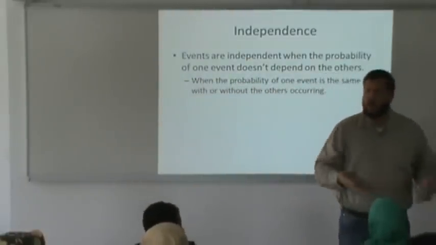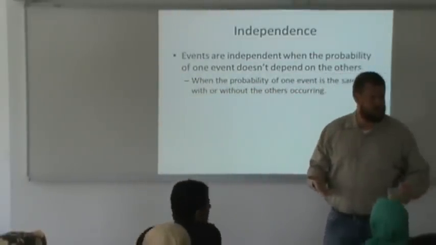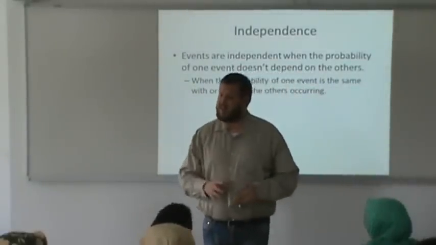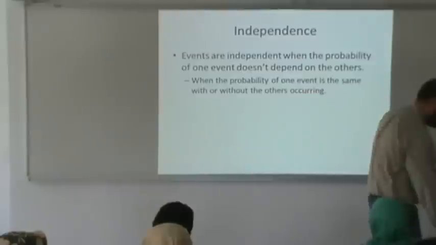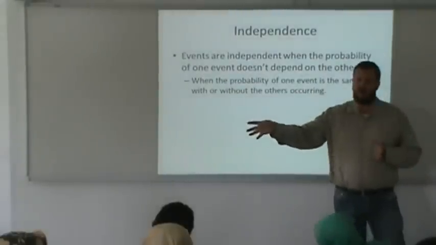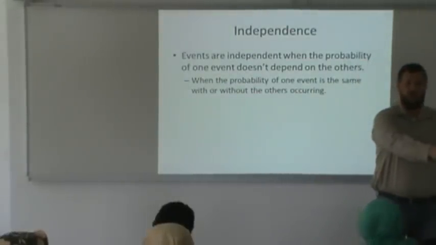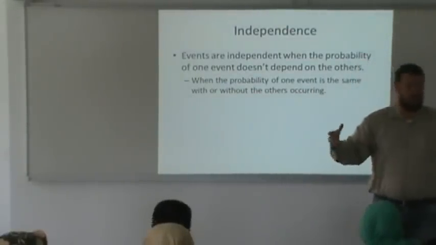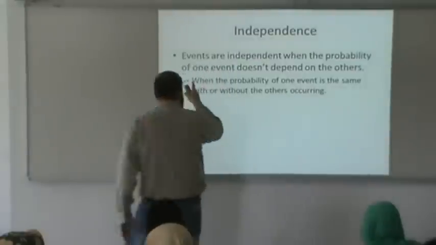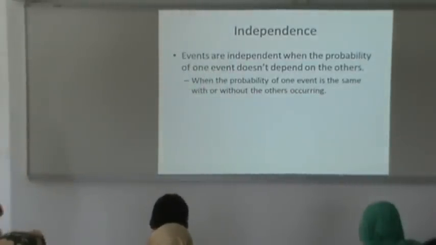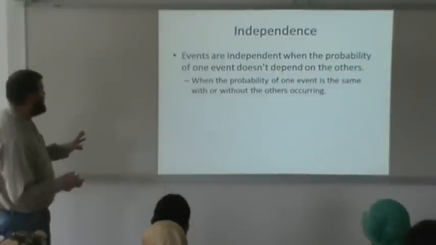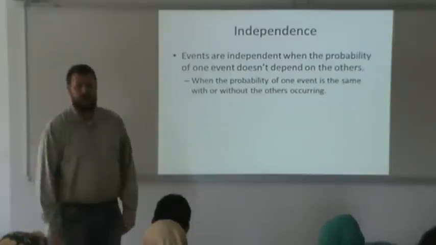Are you getting any money from your parents? Unfortunately. Then are you dependent on your parents? In some way. Yeah. So if you are independent of something, that means what you do or what you think or what you could buy doesn't depend on your parents. If you are getting money from your parents, you can buy more expensive things, right? So what you can do would partially depend on your parents. So events are independent when the probability of one event doesn't depend on the others, or when the probability of one event is the same with or without the others occurring.